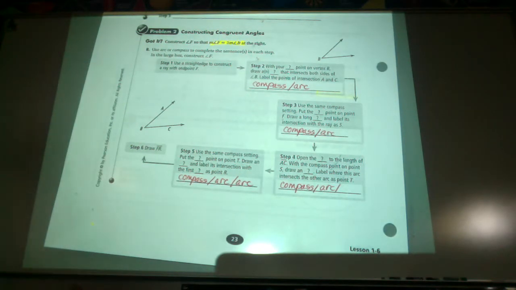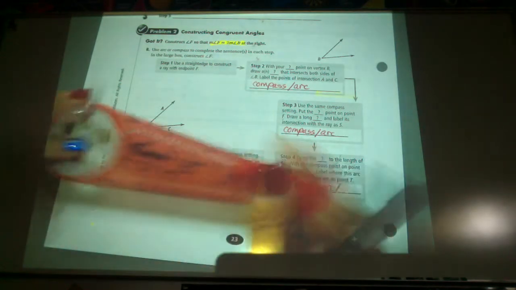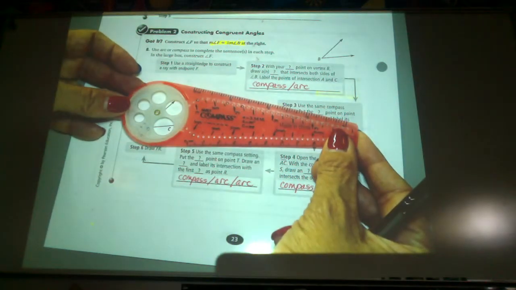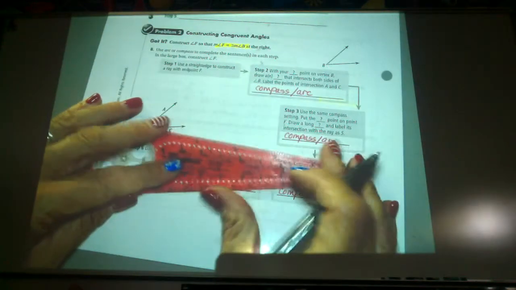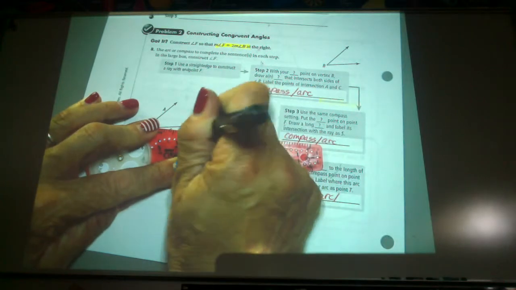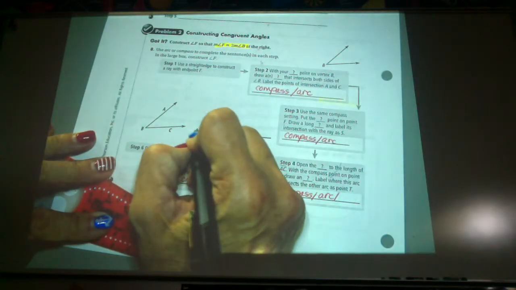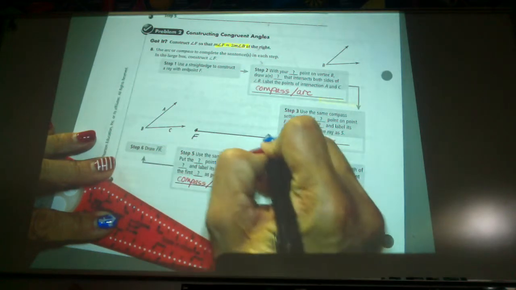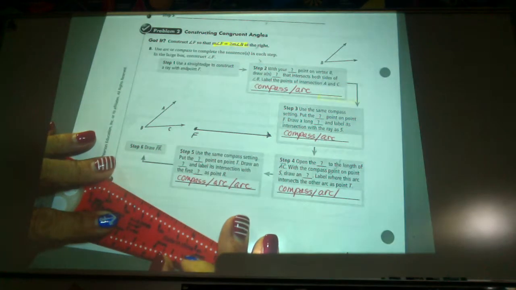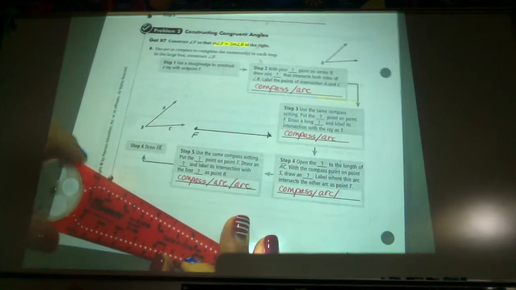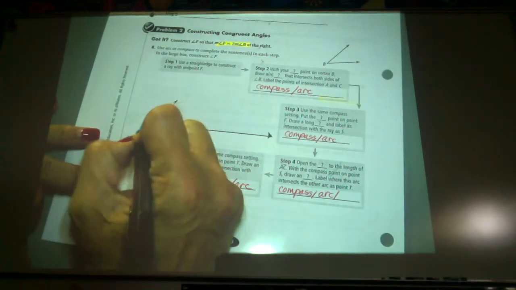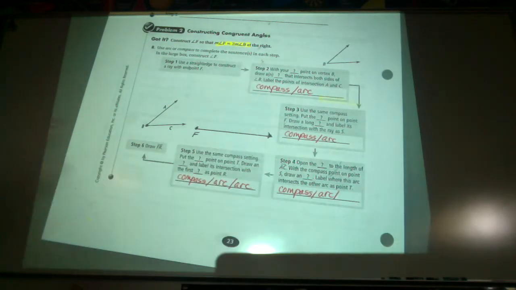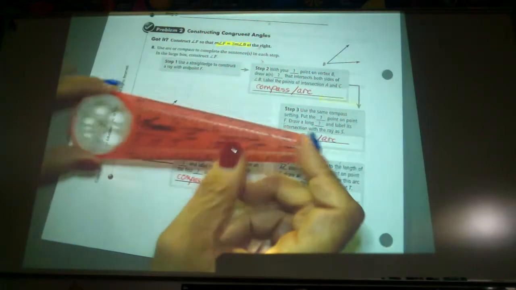So, here we go. So we're going to start off with step 1. We are going to use a straight edge, and here's what a safety compass looks like, and what's nice is that they have a straight edge on them. So we're going to draw a long ray, and it has endpoint F. So then step 2 says, with your compass point on vertex B, so here's vertex B, I'm going to put a point right there, draw an arc that intersects both sides of the angle.